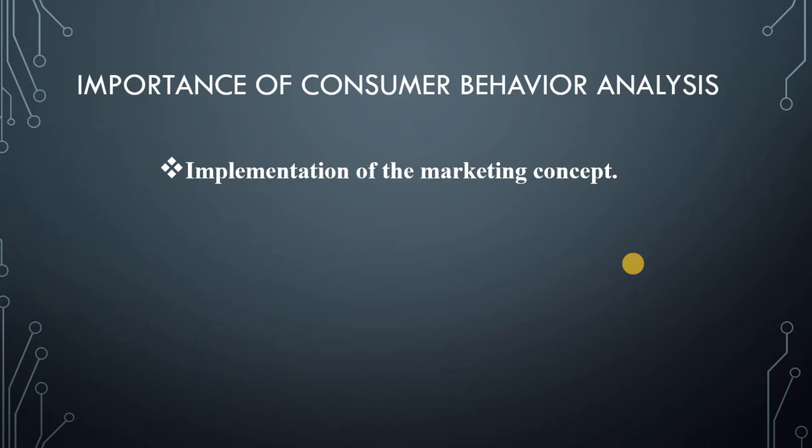First one is the implementation of the marketing concept. Marketing has different concepts, beginning from production to product to sales, and now it is a marketing organization concept. Every organization, every company, exists to market the product. If they are not able to market the product, then definitely they cannot survive in the market.